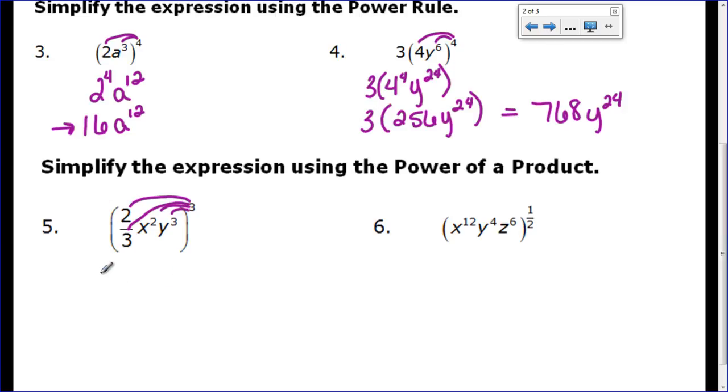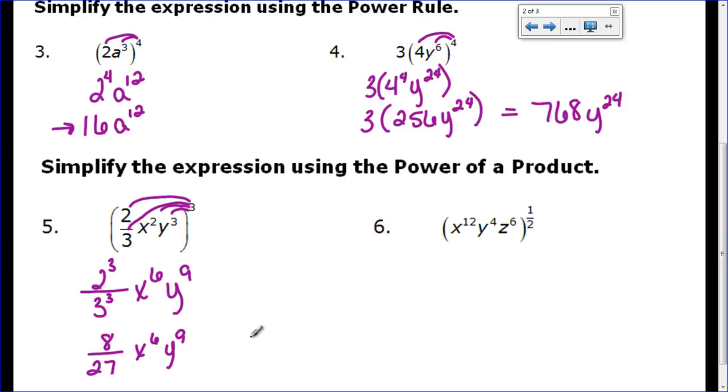So I'm going to distribute here, so it becomes 2 to the 3rd over 3 to the 3rd. Then for my bases, I'll multiply exponents, so x to the 6th and y to the 9th. And then I'll simplify my fraction here. 2 to the 3rd is 8. 3 to the 3rd is 27. X to the 6th, y to the 9th. There's your simplified expression.